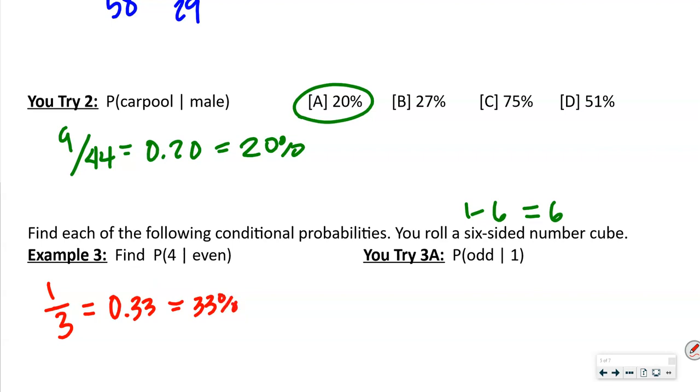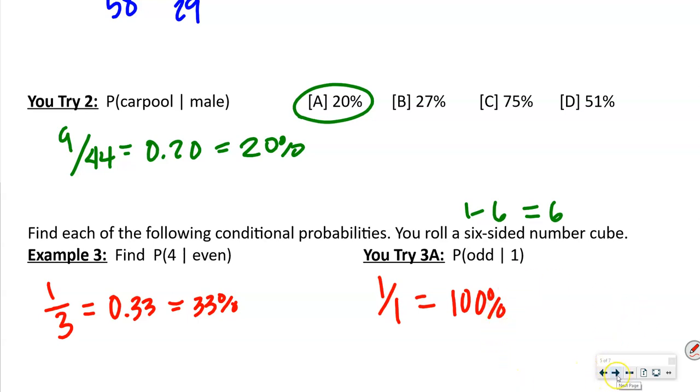Okay, let's see if you guys can do the U-try. So this one is the probability that you get an odd number, given that you got a 1. Pause. Go ahead, do it. Come back to me. Well, isn't that really just 1 over 1, y'all? Because 1 is an odd number. So that's 100%, isn't it? Because 1 is an odd number.